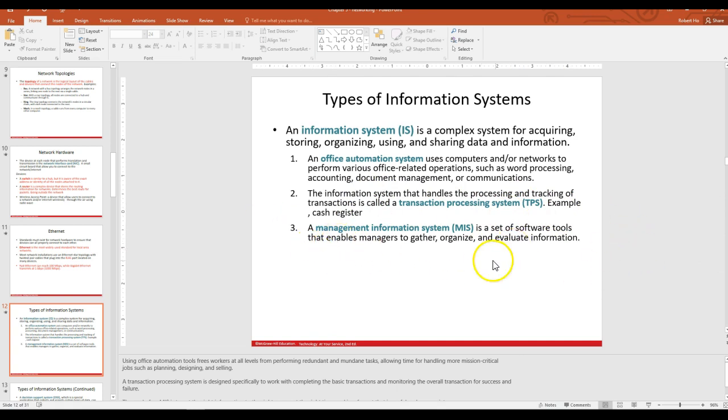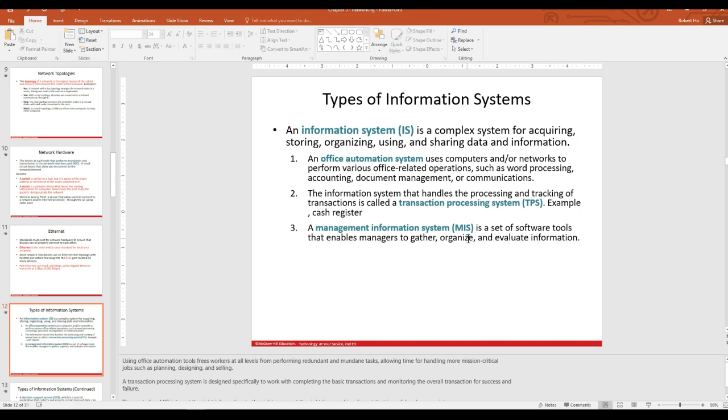MIS is a software tool that enables managers to gather, organize, and evaluate information. Usually this information is used by the manager to make decisions. For example, let's say you work for Abercrombie and Fitch. Sometimes the manager wants to know what the most common items sold are for this week or this month. Maybe T-shirts, long sleeve shirts, or short pants. How does the manager know the most items sold? The system will create a report for them. It's called MIS.